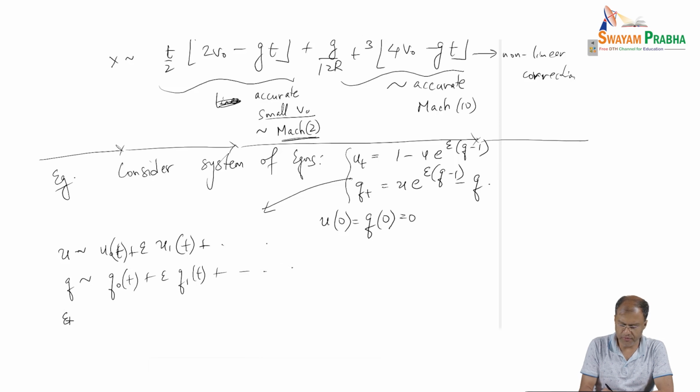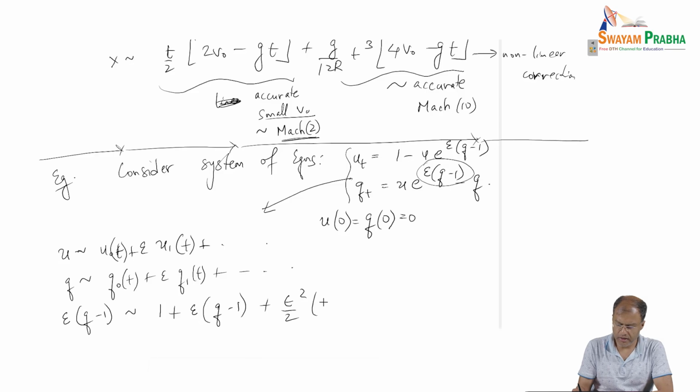And we try to expand this factor e to the power epsilon q minus 1. This is going to be 1 plus epsilon q minus 1 plus epsilon square q minus 1 whole square, and so on. Well, what have we got here? We are writing the factor e to the power epsilon q minus 1 in the regular Taylor series expansion.